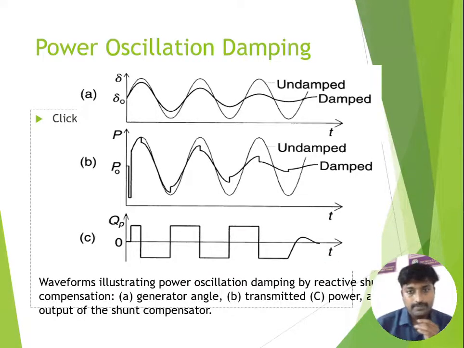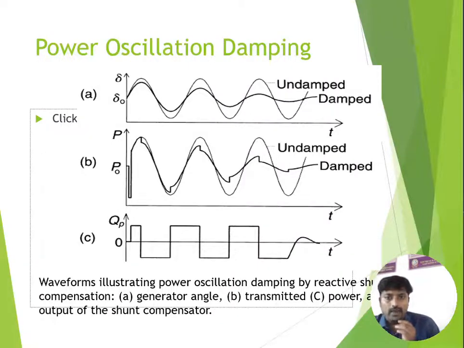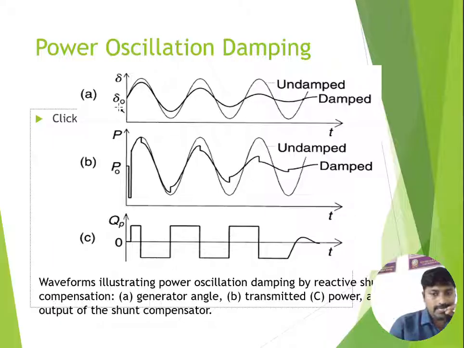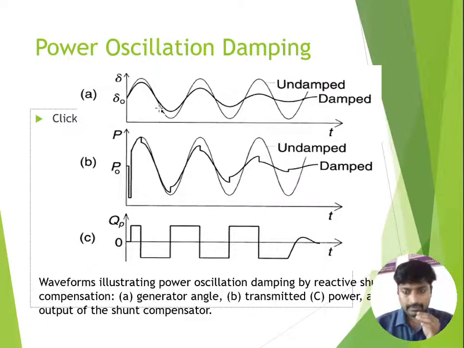Coming to the last one, the fourth objective is power oscillation damping. You can clearly see the undamped and damped systems. Previously we discussed that the load angle changes from delta 1 to delta 2, which is accelerating, and next it changes from delta 2 to delta 3. Accelerating means positive, decelerating means negative. That means the change is always plus d delta by dt and minus d delta by dt. Like that, the load angle oscillates. That is represented as an undamped system.